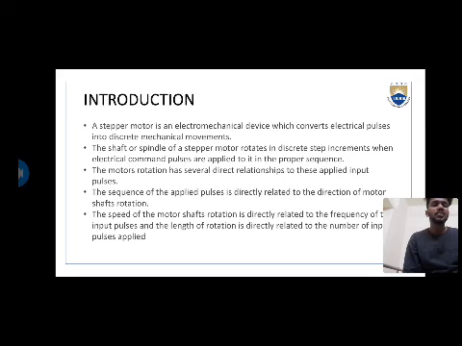The sequence of the applied pulses is directly related to the direction of motor shaft rotation. The speed of the motor shaft rotation is directly related to the frequency of the input pulses, and the length of the rotation is directly related to the number of input pulses applied.